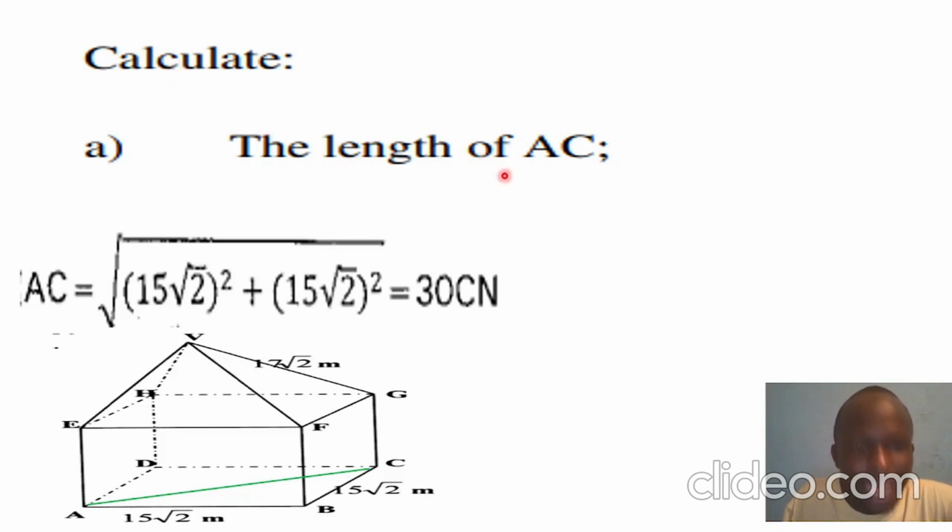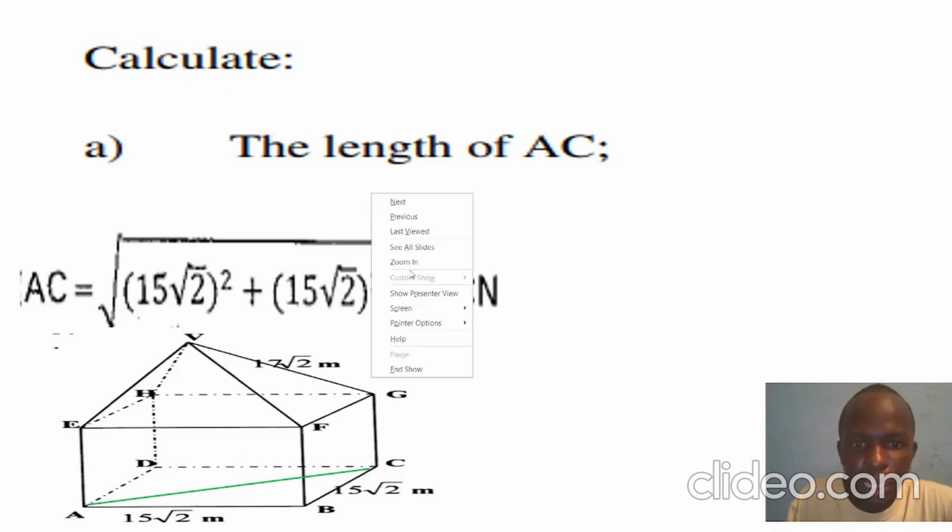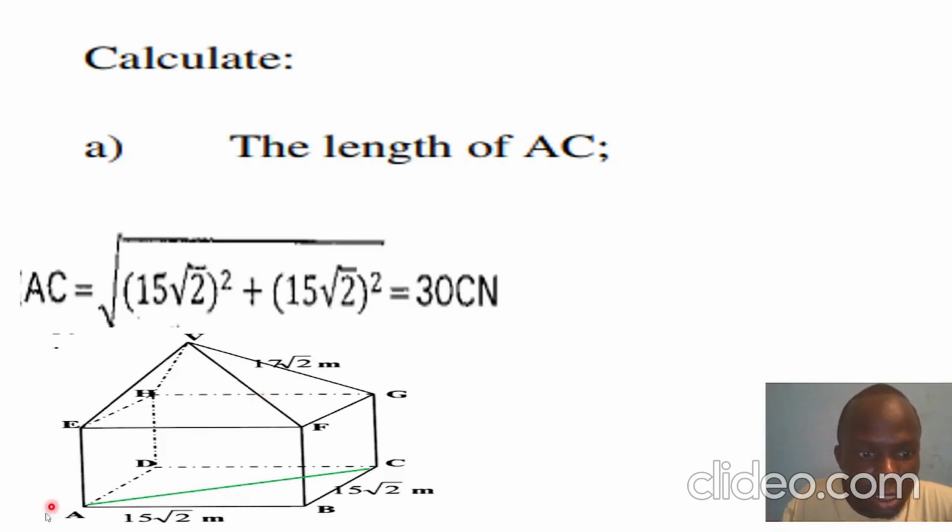Calculate length AC. This is the length we are talking about, the one marked in green. Once again, there is a triangle formation, triangle ACB, and that triangular formation will help us get length AC.